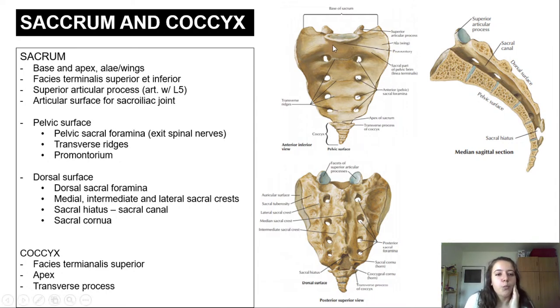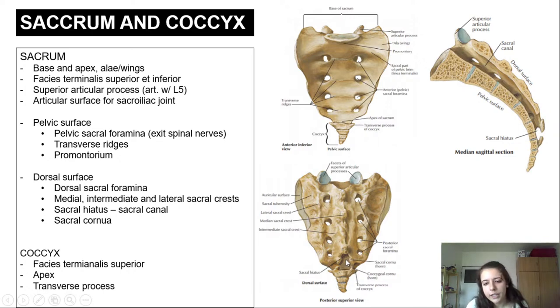And we go to the dorsal surface. So the dorsal surface, the dorsal sacral foramina, then the medial, intermediate, and lateral sacral crest, which, if you get the bone, you can really palpate them and you can very well see them. This is the medial, intermediate, and then after, or more lateral to the foramina, we're going to have the lateral crest.